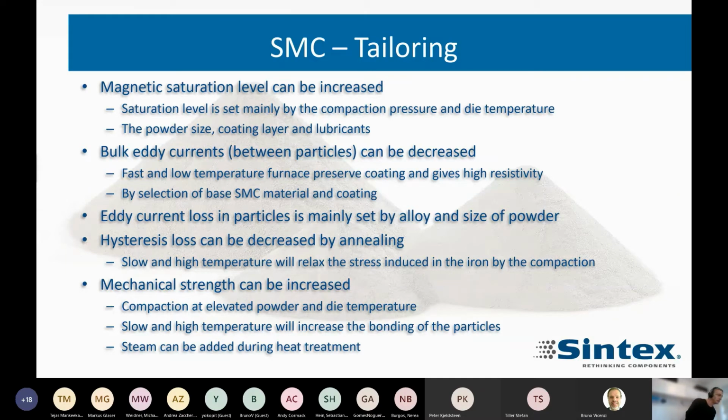So mechanical strength can also be increased by compaction at elevated powder and die temperature, and we can also use a slow and high temperature heat treatment, which will increase the bonding of the particles. But as you can see, it comes with a price of eddy currents. So you have to tailor and focus on what is really your need. Steam can also be added during heat treatment.